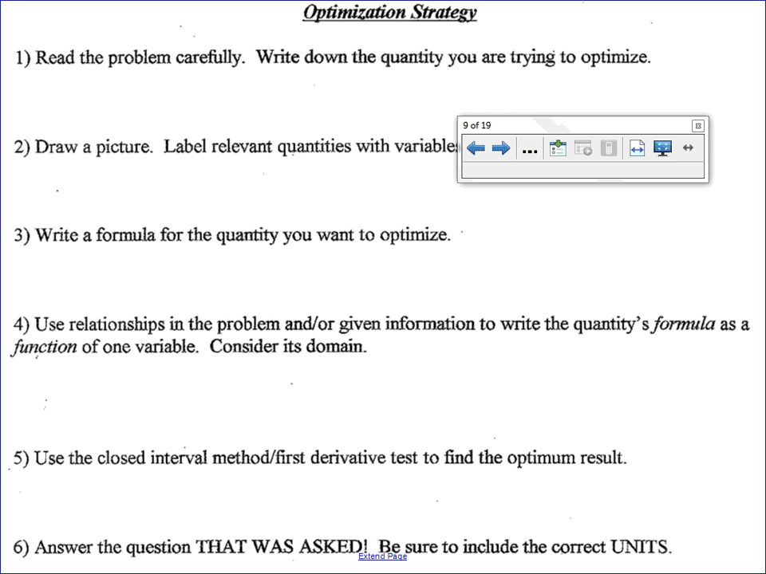Use the closed interval method, first derivative test, or the second derivative test, which we'll look at again, to find the optimum result. And then we'll answer the question that was asked. Be sure to include units.